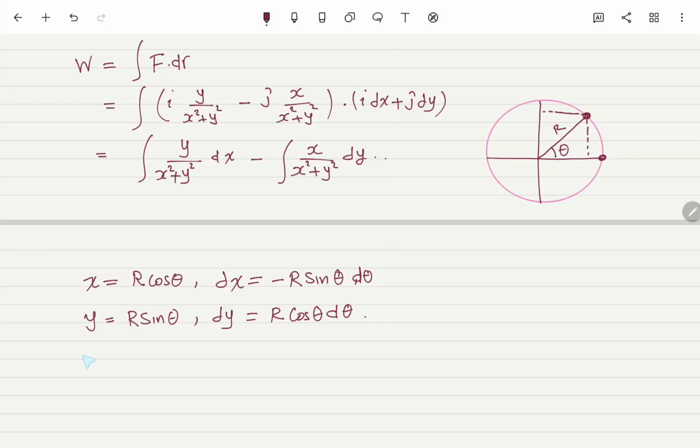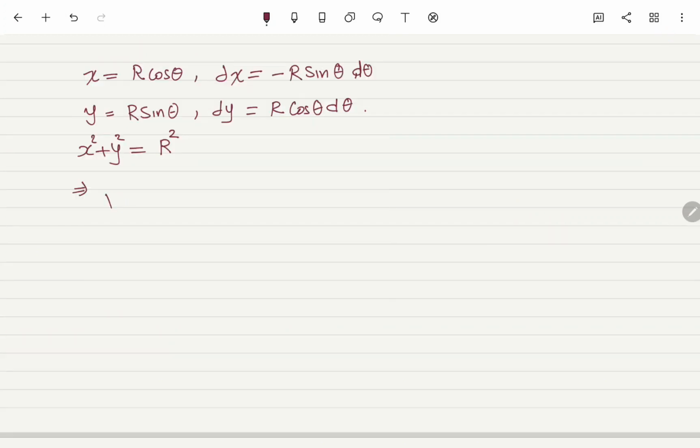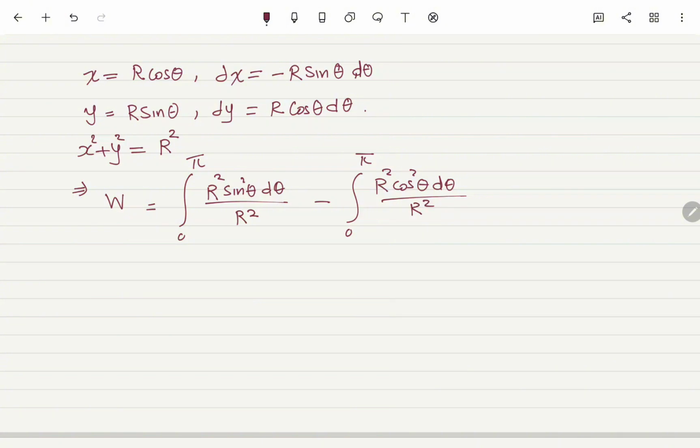Now x² + y² = r². You substitute all these things in this integral right here, and you will get work equal to the integration from 0 to π of r² sin²θ dθ divided by r², minus the integration from 0 to π of r² cos²θ dθ divided by r².